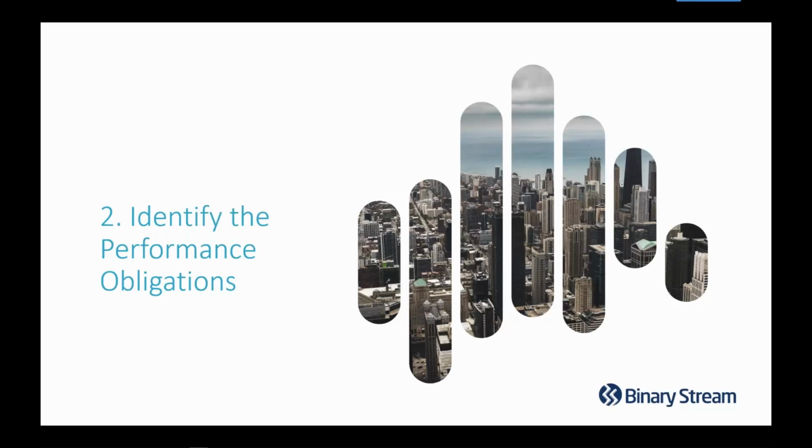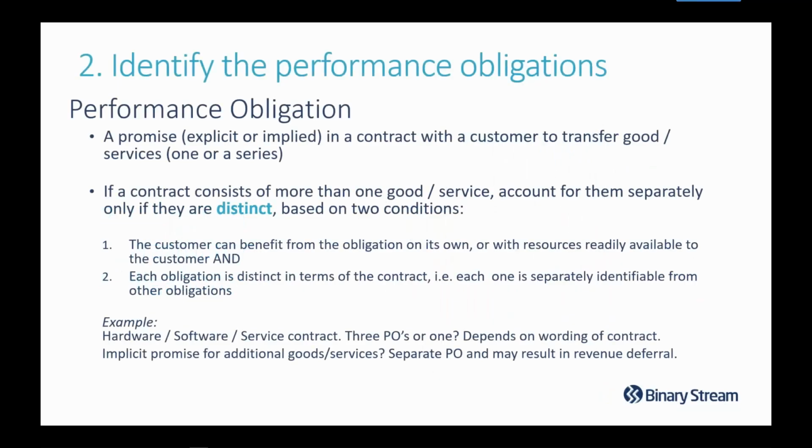How do we identify performance obligations? Well, first of all, it's a promise. You're going to do something for the money the customer pays you, right? And you might have multiple goods and services, and you want to account for them distinctly. So the customer is going to benefit from this obligation, or each obligation is distinct in terms of the contract. And you notice the example there.